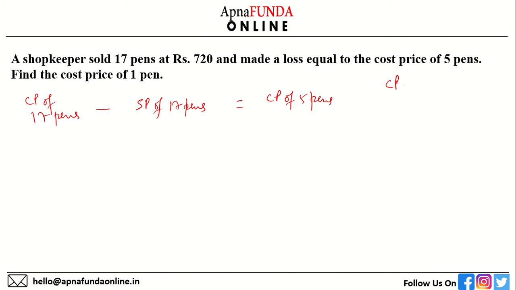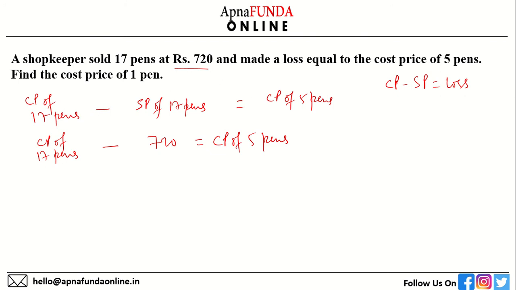We know that cost price minus selling price is equal to loss, correct? So by that logic, can I say cost price of 17 pens minus selling price of 17 pens is equal to cost price of 5 pens? Correct? Now let's start solving this. Selling price of 17 pens is 720. So we'll write 720, correct, is equal to cost price of 5 pens.